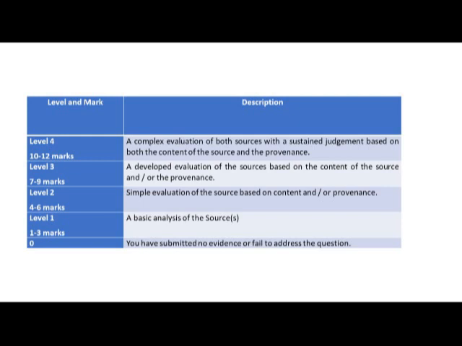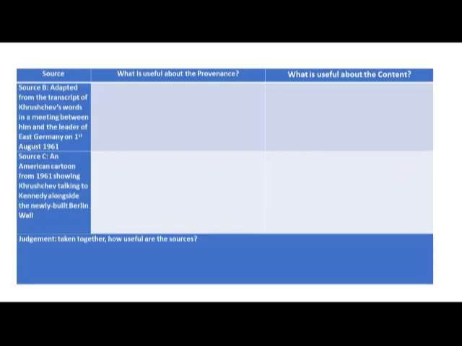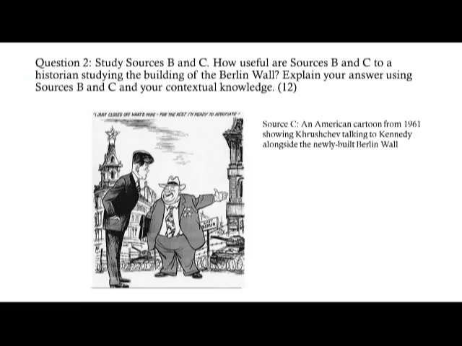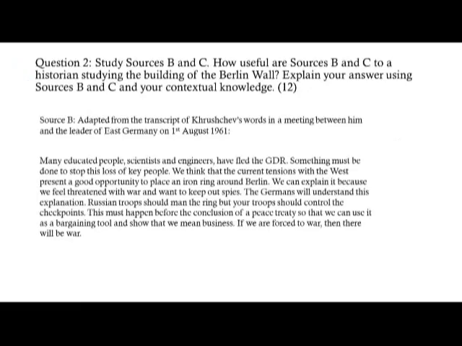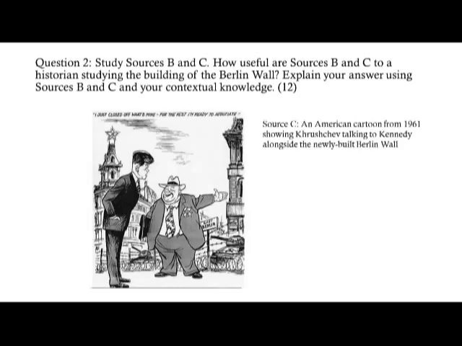Now, taken together, the sources are useful because they give us a Soviet perspective on the building of the wall. They give us an American perspective on the building of the wall. And crucially, the sources actually corroborate one another. Source B really gets into this idea that Khrushchev is prepared to go to war over Berlin. He's going to use the wall as bargaining power. And that's exactly the message being communicated from source C.